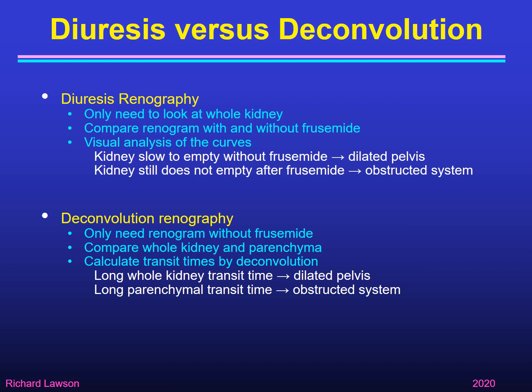So the two methods of renography are alternative techniques for diagnosing whether you've got an obstructed system or just a dilated pelvis. The diuresis renography means you have to give frusemide, but you don't need to do the region of interest over the parenchyma. Deconvolution means you have to make the region of interest over the parenchyma, but you don't need to give any frusemide. So each of the techniques has its advantages and disadvantages.